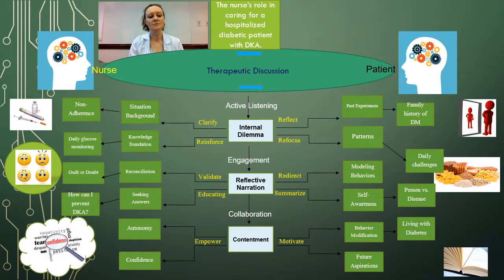Once the internal dilemma is revealed and the patient is able to reflect on its importance and how different components during the discussion are identified during the reflective narrative, they can contribute to the current situation, and then the nurse can collaborate with the patient to begin to find contentment or a positive outlook towards the future. And this gives meaning to the patient, meaningful connections of how to apply the patterns of behavior.